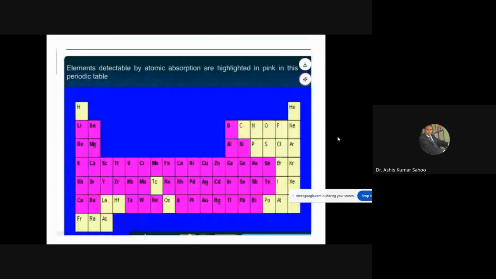So these are the elements that can be detected by atomic absorption. Hydrogen and helium cannot be detected. The elements in pink color can be detected by atomic absorption: lithium, beryllium, magnesium, sodium, scandium, iron, boron, etc. So in the periodic table, the elements in pink color can be detected by atomic absorption spectroscopy.